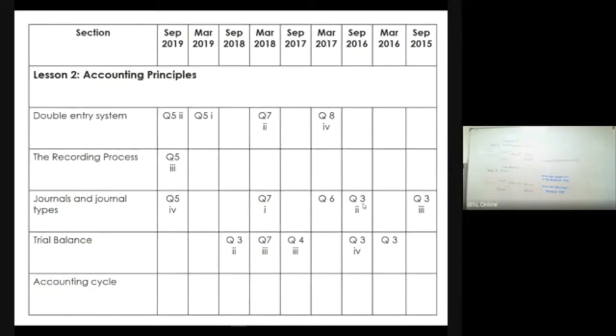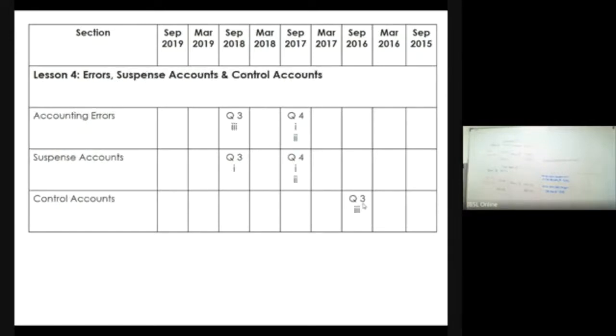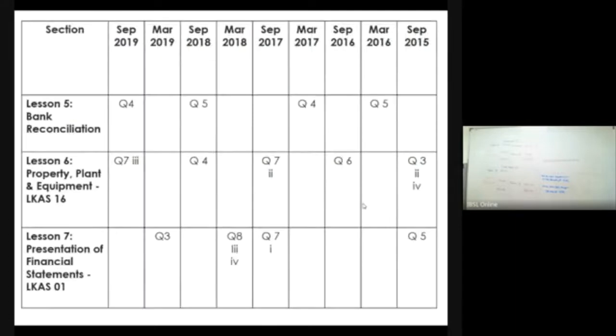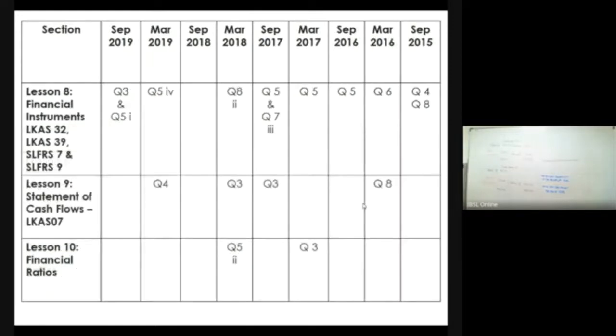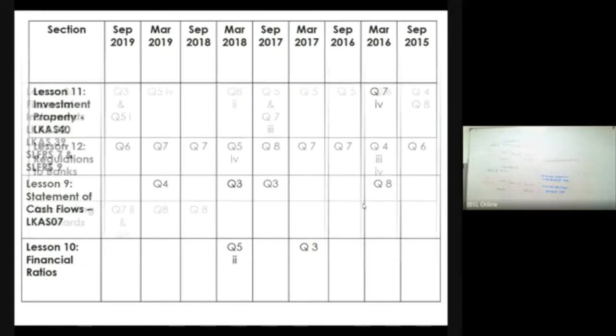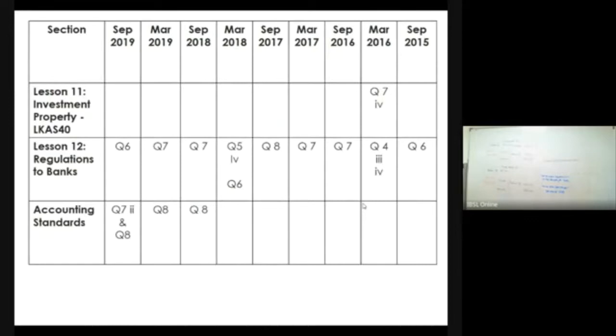Like the accounting principles, double entry system, the recording process, journals and journal types, trial balance, accounting cycle, then books of original entry and ledgers, errors, suspense accounts and control accounts, bank reconciliation, property, plant and equipment, financial instruments, statement of cash flows, financial ratios, investment property, regulations to banks, accounting standards, right? So you can do an analysis of your own.